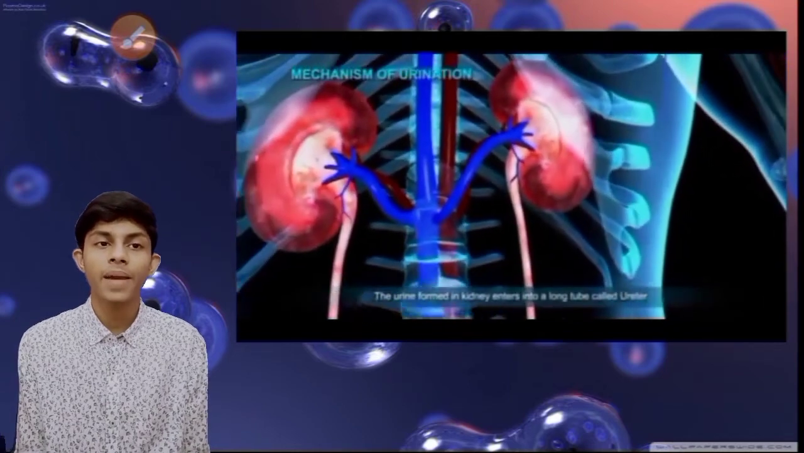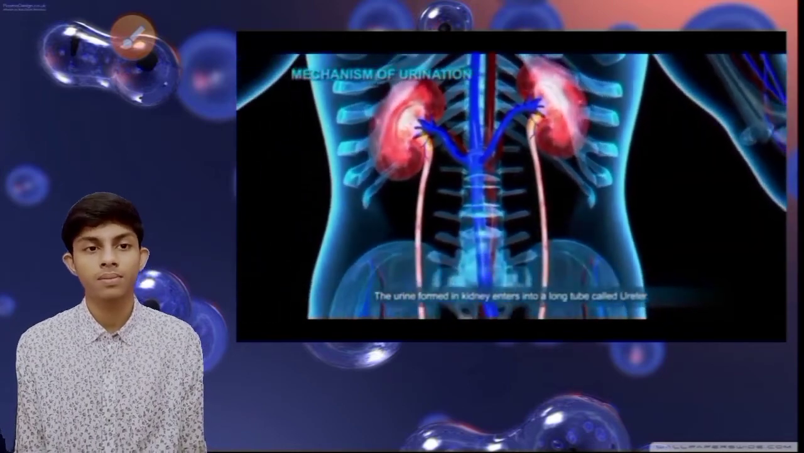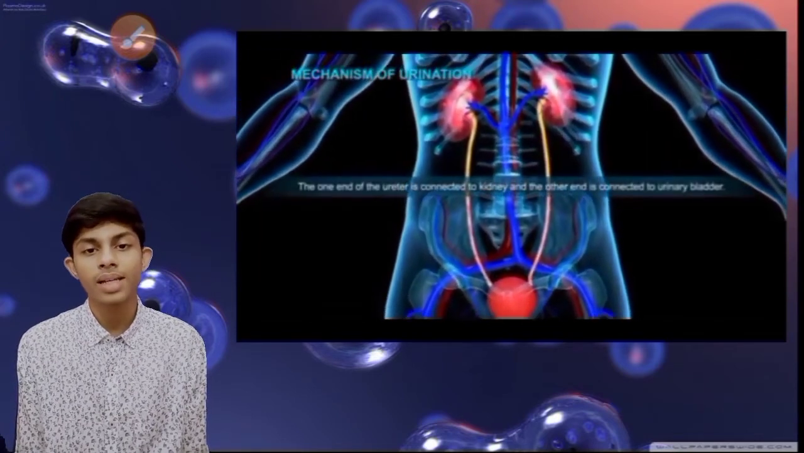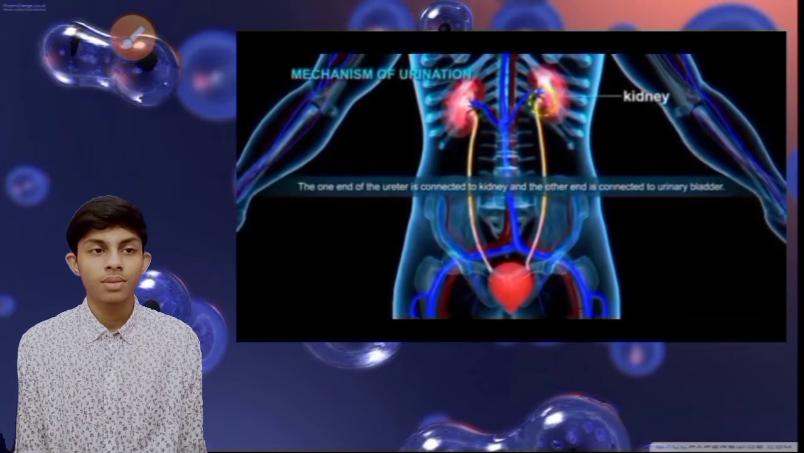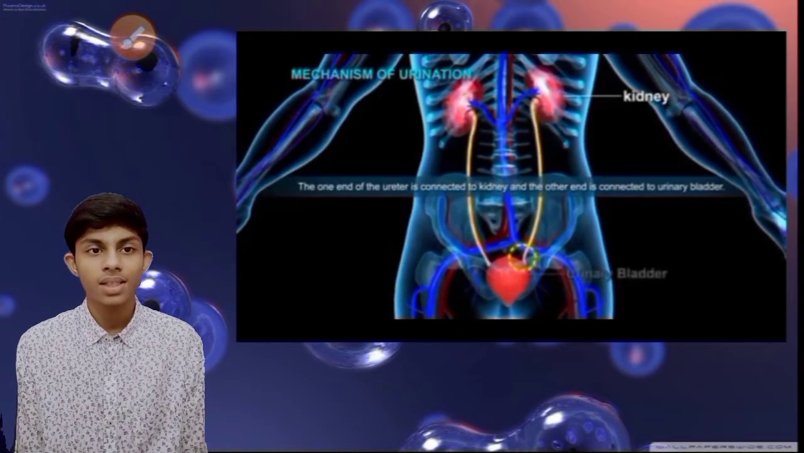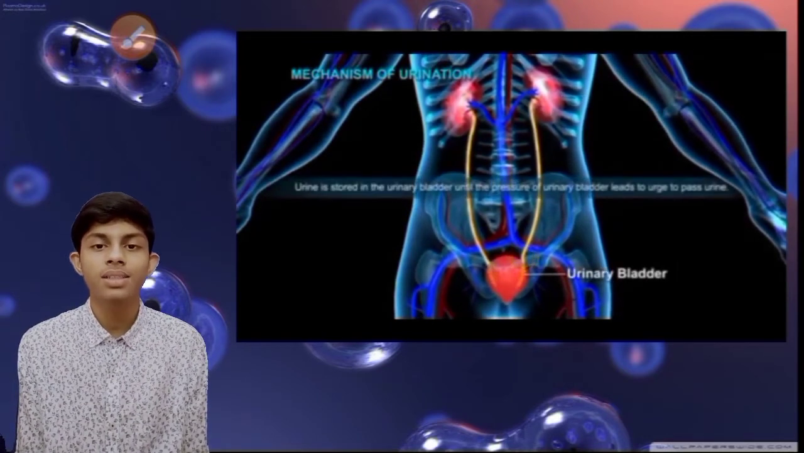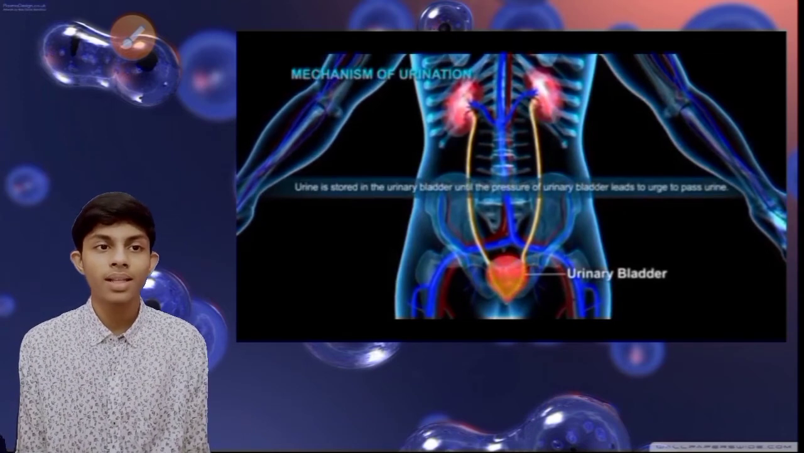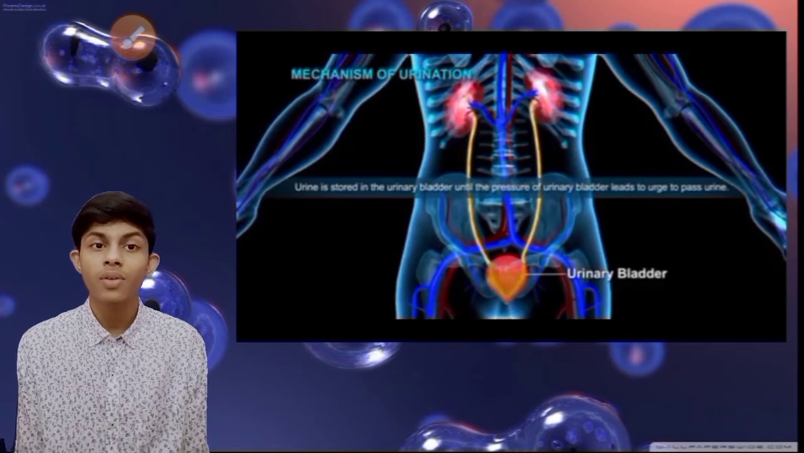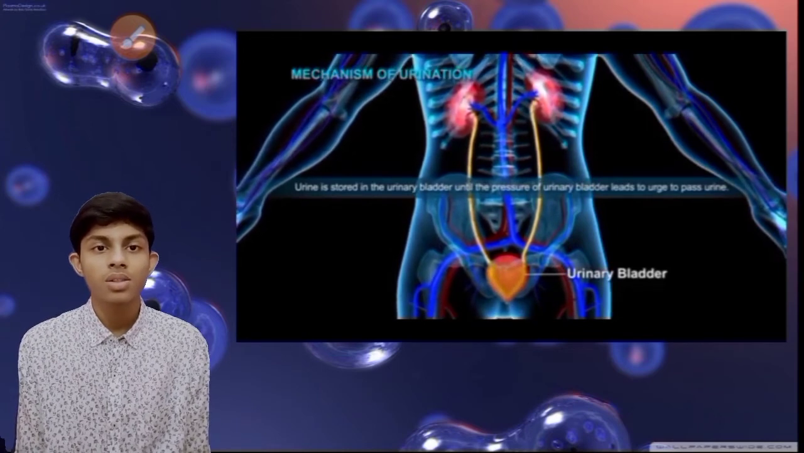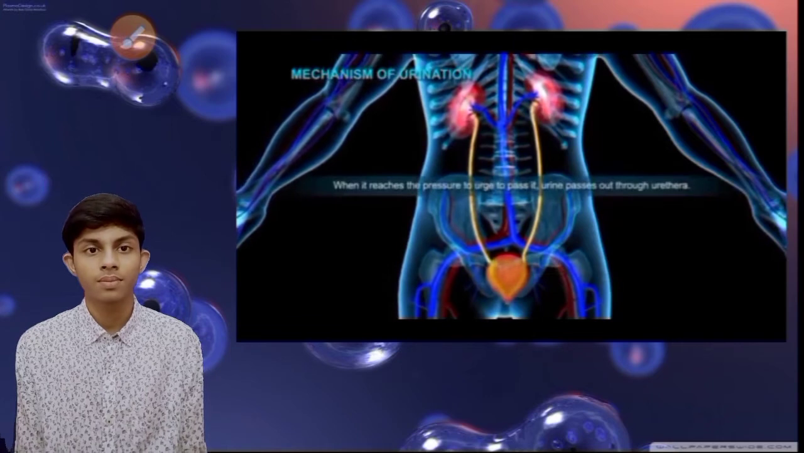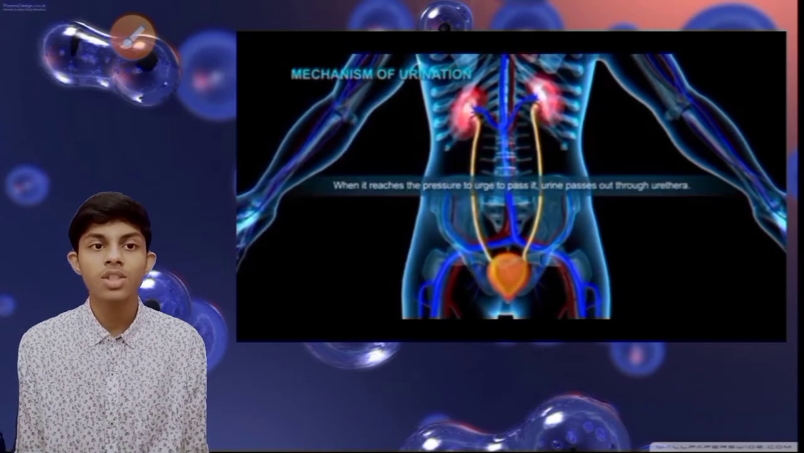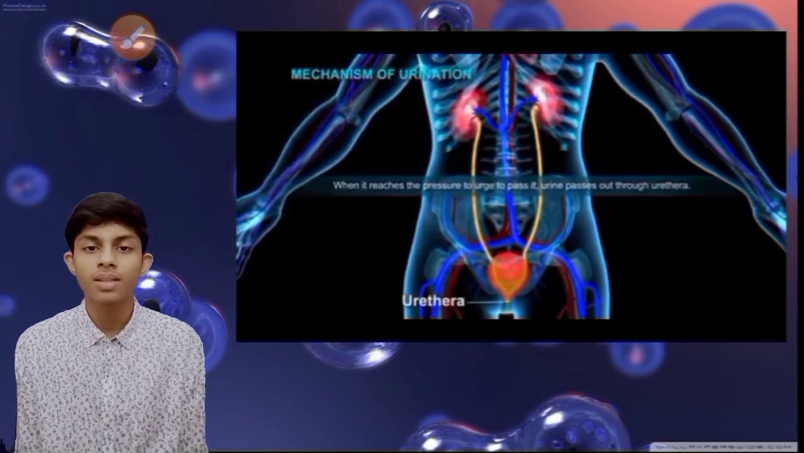Now let's look at the mechanism of urination. The urine formed in the kidney enters into a long tube called the ureter. One end of the ureter is connected to the kidney and the other end is connected to the urinary bladder. Urine is stored in the urinary bladder until the pressure of the urinary bladder leads to the urge to pass urine. When it reaches the pressure to urge to pass, urine passes out through the urethra.